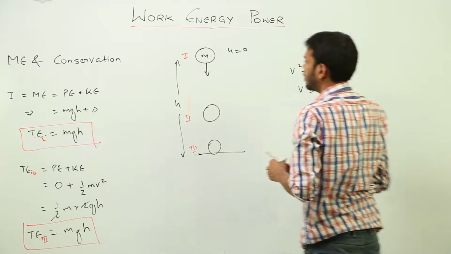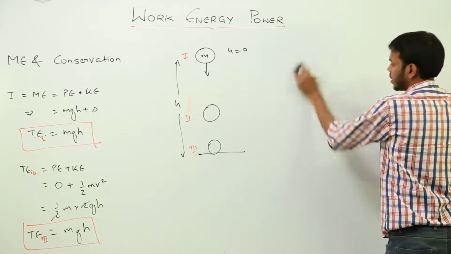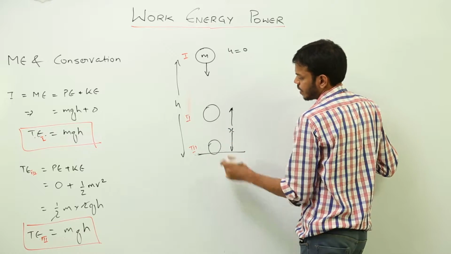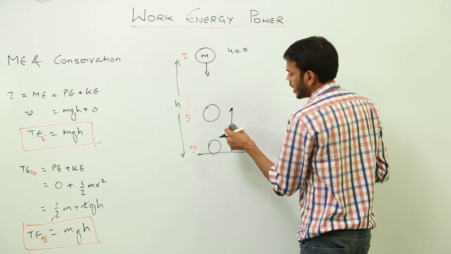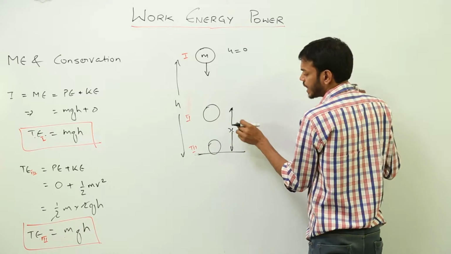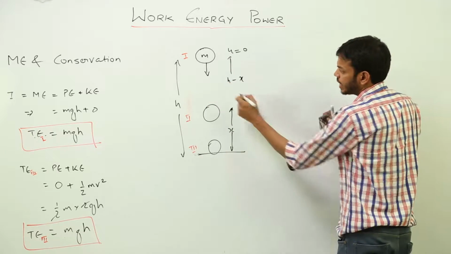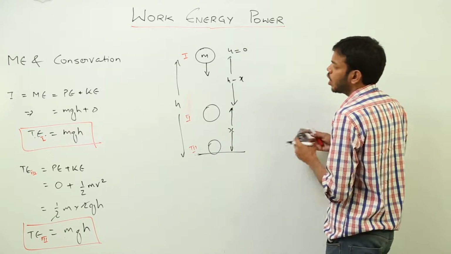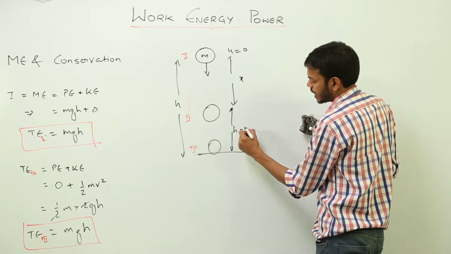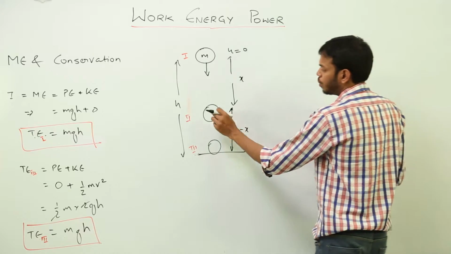Now let's talk about somewhere in between, position number 2. Let's say the object is at height x, or we can say the object has covered a distance x. Either way, if I take this as x, the other distance would be h minus x, and the other way around. Either way I'll get the same answer. So let's talk about position number 2.